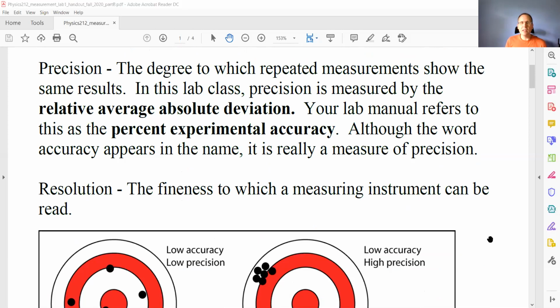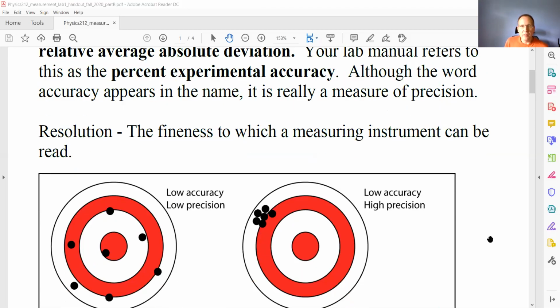Now the resolution is the fineness to which a measuring instrument can be read. So you can think of it as basically like how many decimal places you can read an instrument to. So in other words, if I told you that I did a measurement with a vernier caliper and it was 5.35 centimeters, then that would be 2 decimal places. So therefore, you could say that the resolution of that vernier caliper was 0.01 centimeters, right? Because it's 2 decimal places. So 0.01 would be the smallest you could read, like 1/100th would be the smallest that you can read, or 1/100 centimeters. Okay.